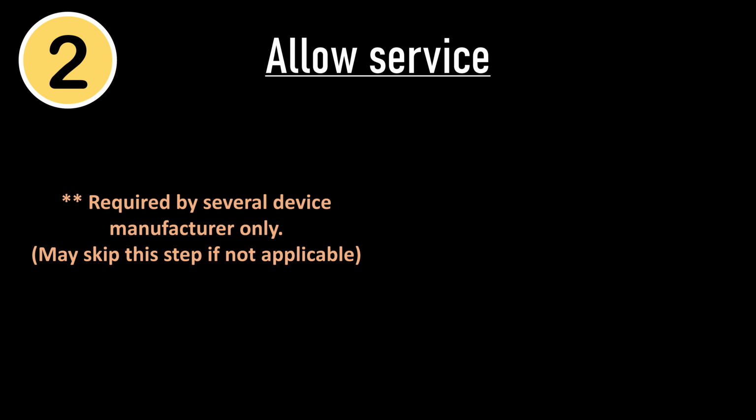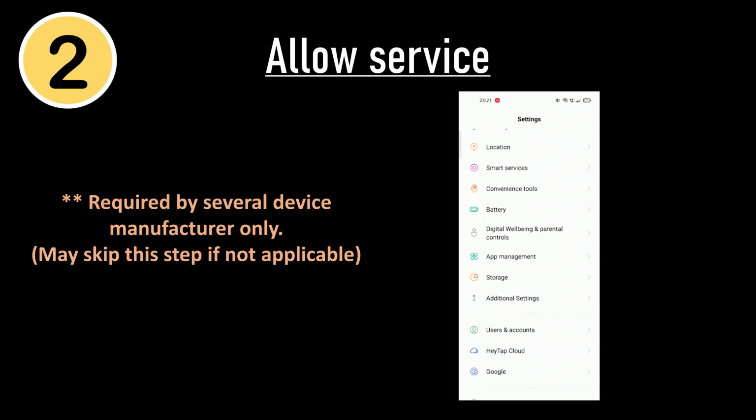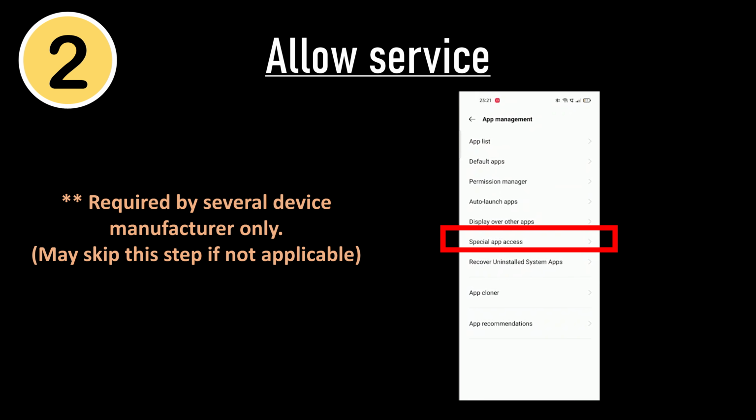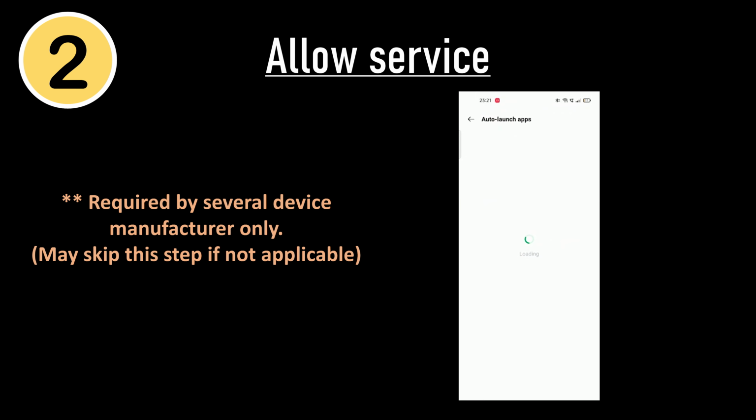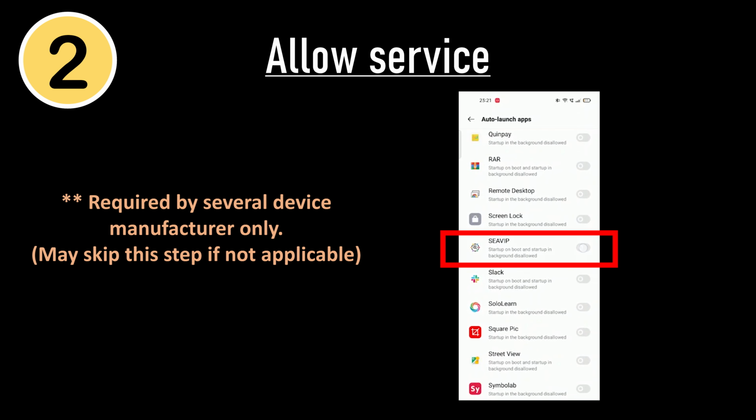Moving on, the second step, allow service. Now, a demonstration of enabling auto launch service using an Oppo smartphone is shown. This step is only applicable to some mobile devices according to the device manufacturer and may vary according to different mobile devices. First, please navigate to System Settings, Apps Management, Auto Launch Apps. Second, search for SEAVIP application. Third, enable the Auto Launch and Background service.